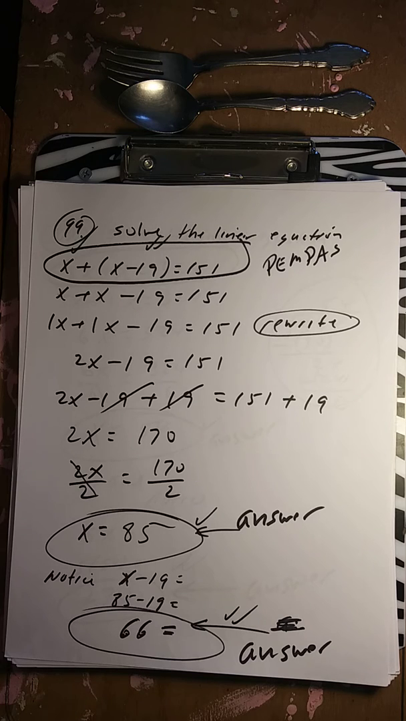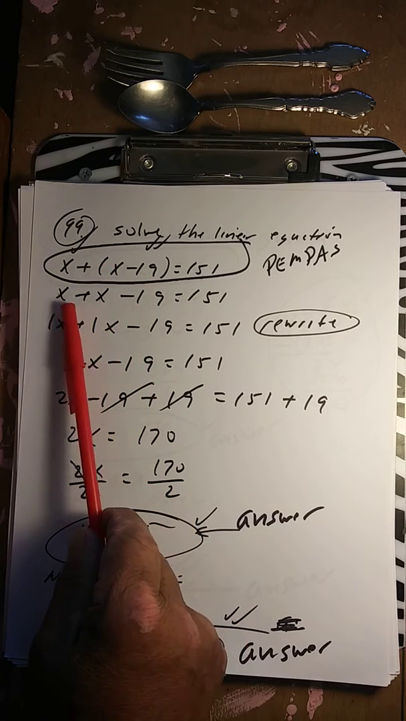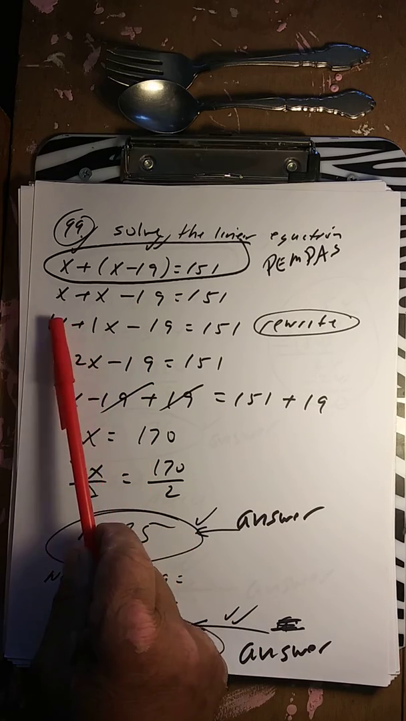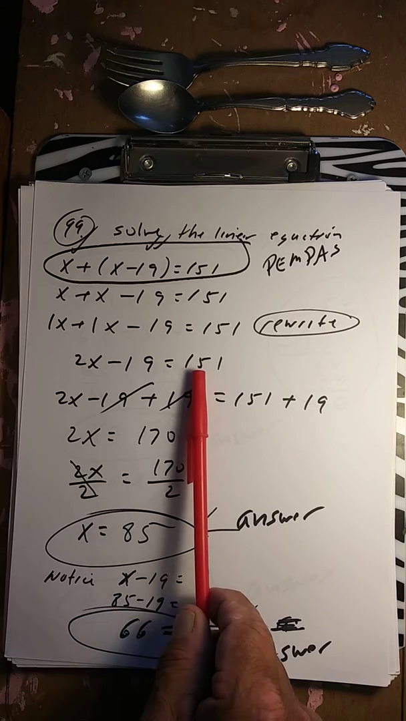Solve the linear equation. We're going to have to use that PEMDAS. Please excuse my dear Aunt Sally. Parentheses, exponent, multiply, divide, add, subtract. So take the parentheses off this. Now it's going to be x plus x minus 19. And that's 1x and 1x. Rewrite it. That's going to be 2x minus 19 equals 151.